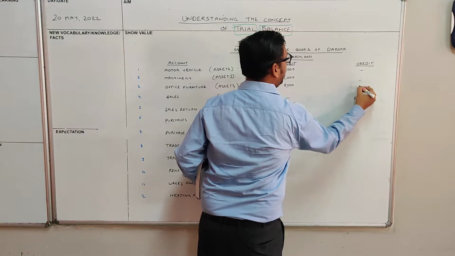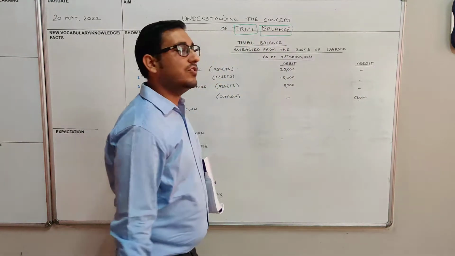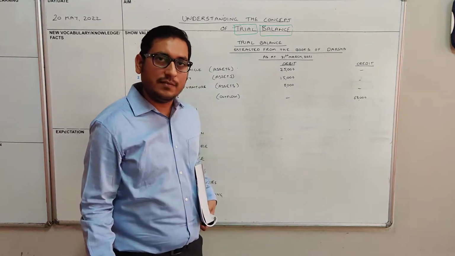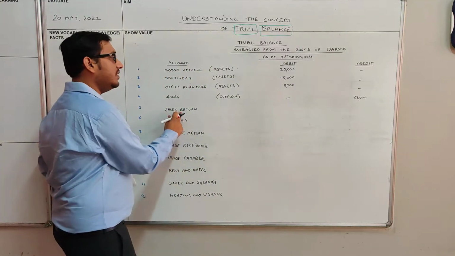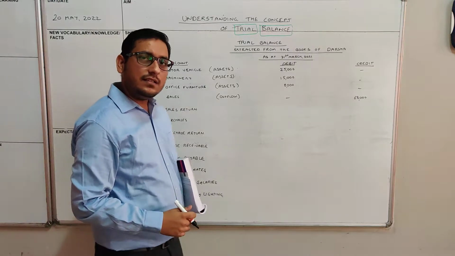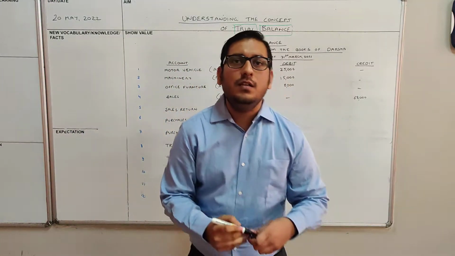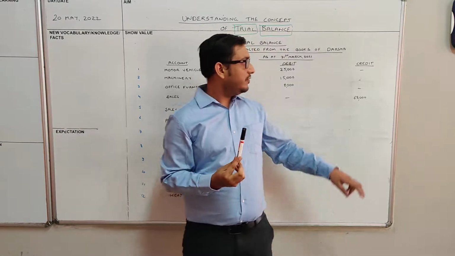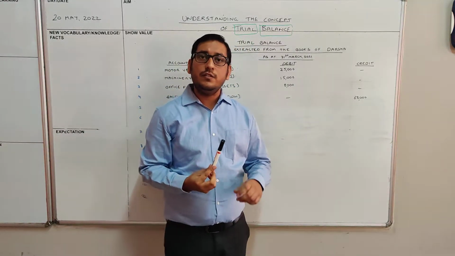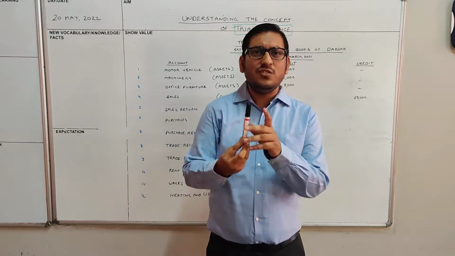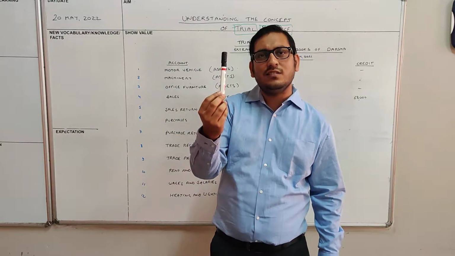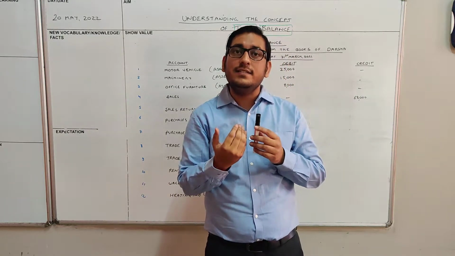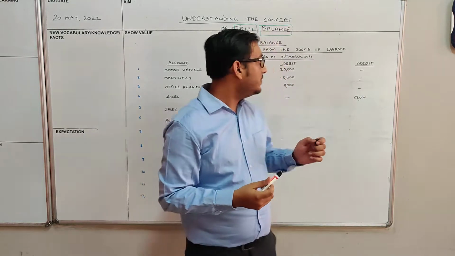So we will put a dash on the credit side for the debit balances, and a dash on the debit side for the credit balances. Then comes sales return. Sir, what is sales return? For example, if I sold goods to Mr. Jitu, it will be on my credit side. But if Mr. Jitu comes to me and returns the goods, the goods again come to me.